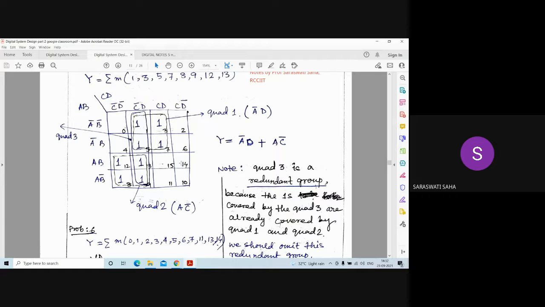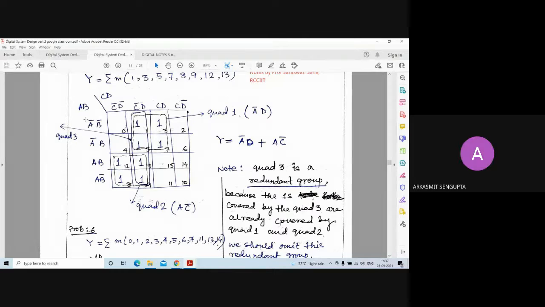Clear? Yes, ma'am. Okay. Now how can you solve it? Quad 1 will give us A bar D. Is it clear to all of you? A bar D, how? From here you will get A bar and from here you will get D, right?